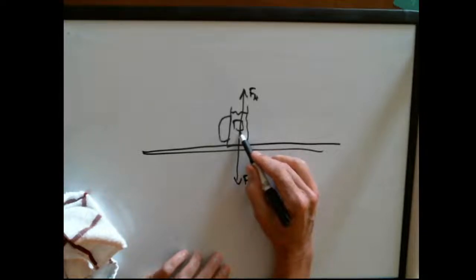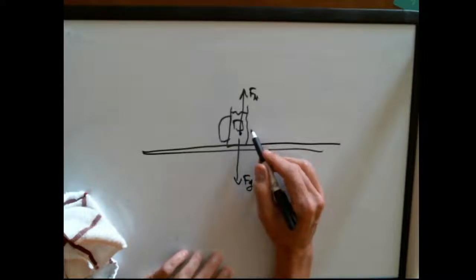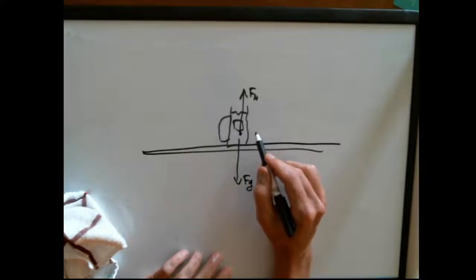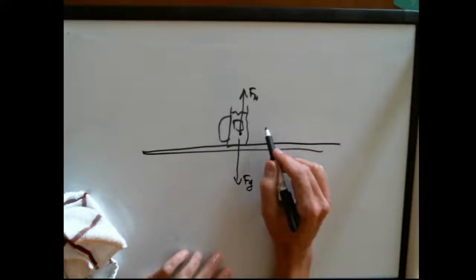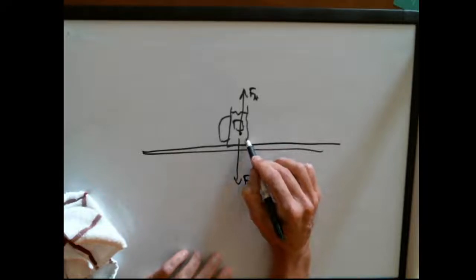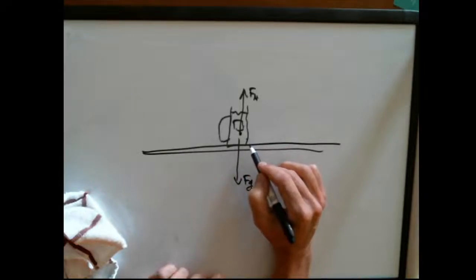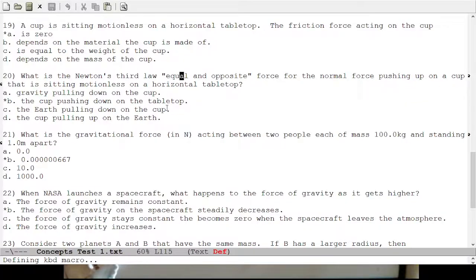Those forces are of the form, I do this to you, you do it back to me. So we talked with the baseball bat, right? The ball hits the bat, it puts a force on the bat, equal and opposite, right? And so this normal force is the table pushing up on the cup, and so the equal and opposite force for that is the cup pushing down on the tabletop. That's answer B. The cup pushing down on the tabletop.